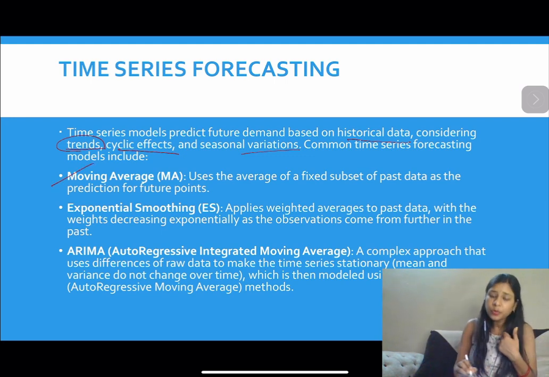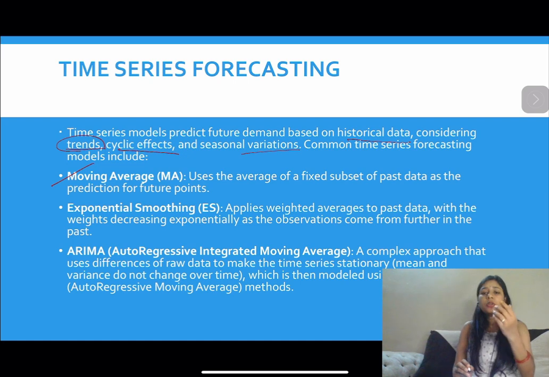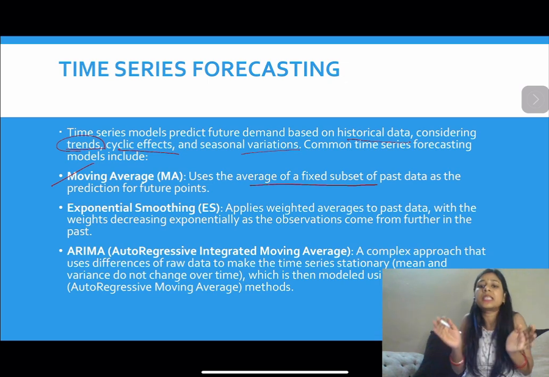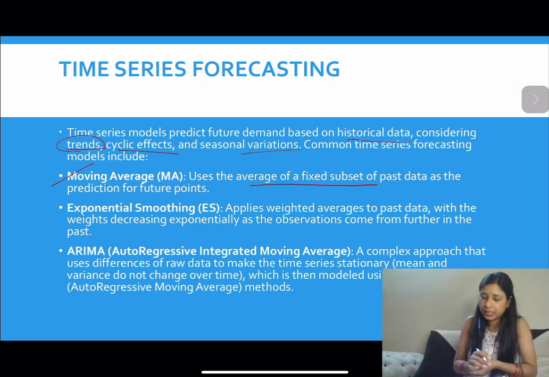The first one is moving average. Most of you have seen that stock market analysis is done with the help of time series, because by seeing the chart you want to know what the trend was, and on the basis of the trend you predict the future, right? For that you normally use moving average. In moving average, basically, it takes the average of a fixed subset of the data, of the past data.